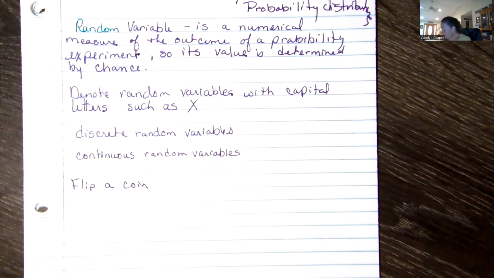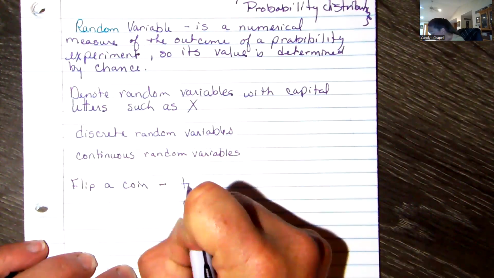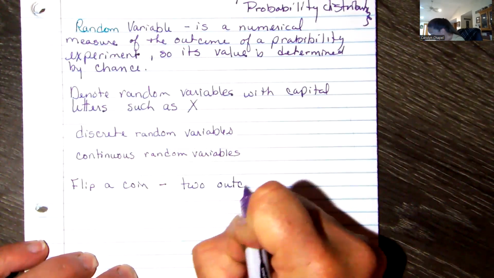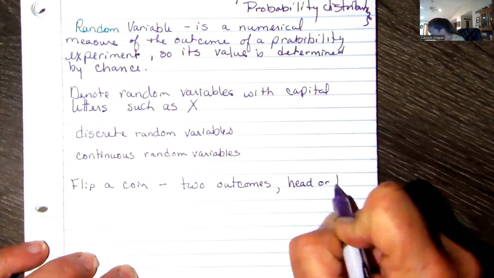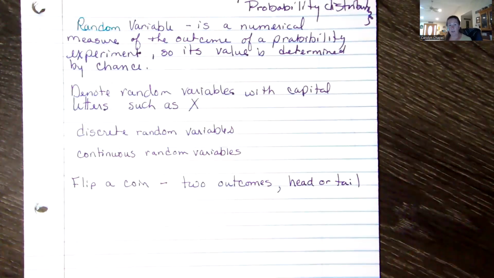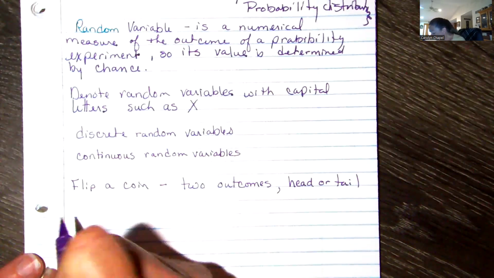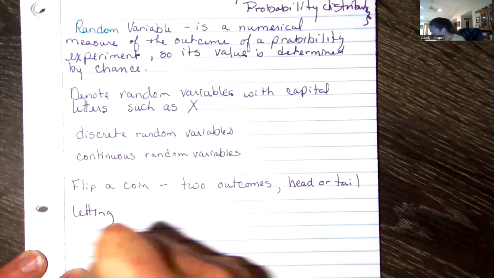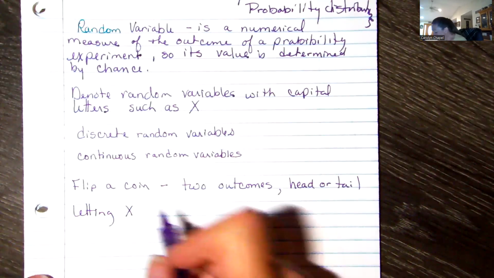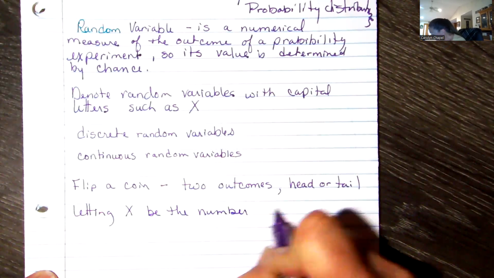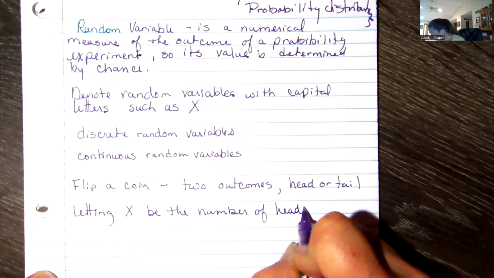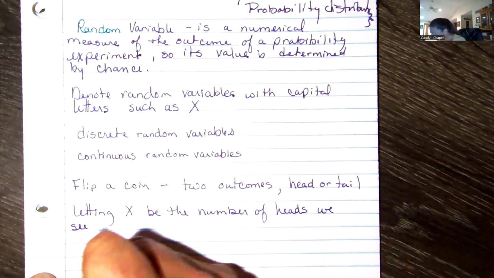When you flip that coin, we do have two outcomes, and those two outcomes are a head or a tail. So you're either going to get a head or a tail. This is not necessarily a random variable, but we can create a random variable connected to this experiment by letting X, our favorite letter, be the number of heads we see when flipping a coin.